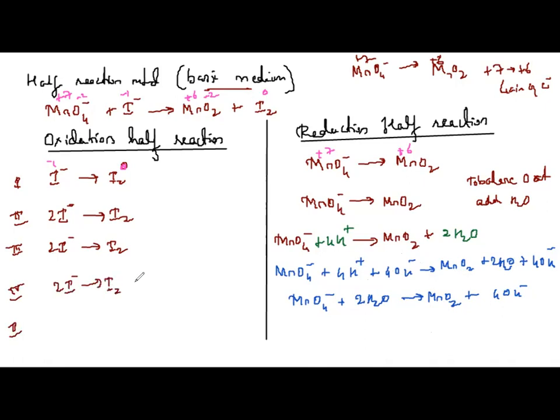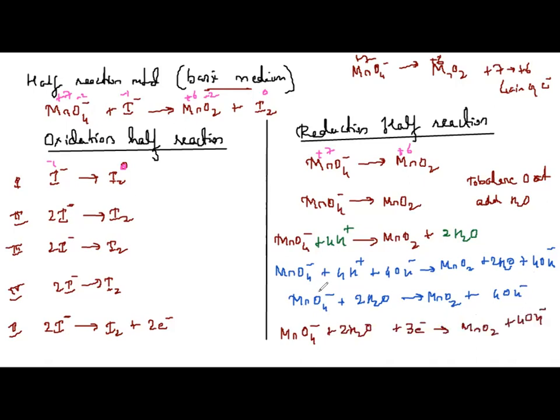So in step 5, balance the charges. Correct? So here, 2I minus, each iodide ion has to form I2, means neutral, means it has to lose electrons. Since there are 2 iodide ions, it will lose how many electrons? 2 electrons. Let us see here, balance the charges. So here minus 1 is there and here minus 4. So we have to balance it. So let us balance. I will write MnO4 minus plus 2H2O plus 3 electrons gives MnO2 plus 4OH minus.